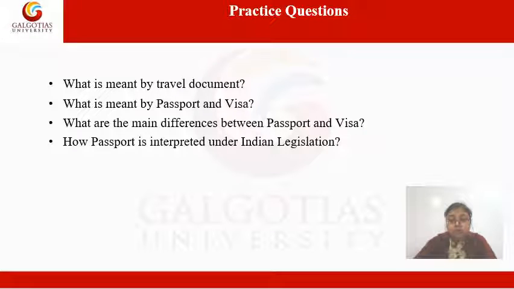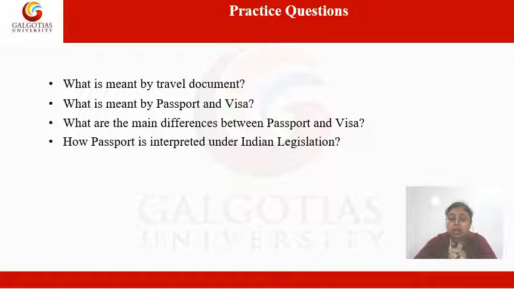Nevertheless, here are the practice questions. Of course, after every presentation there can be some practice questions. I have kept very simple ones. What is meant by travel document? What is meant by passport and visa? What are the differences? And how is the passport interpreted under Indian legislation? These can be some plausible practice questions which may come up after a certain discussion.